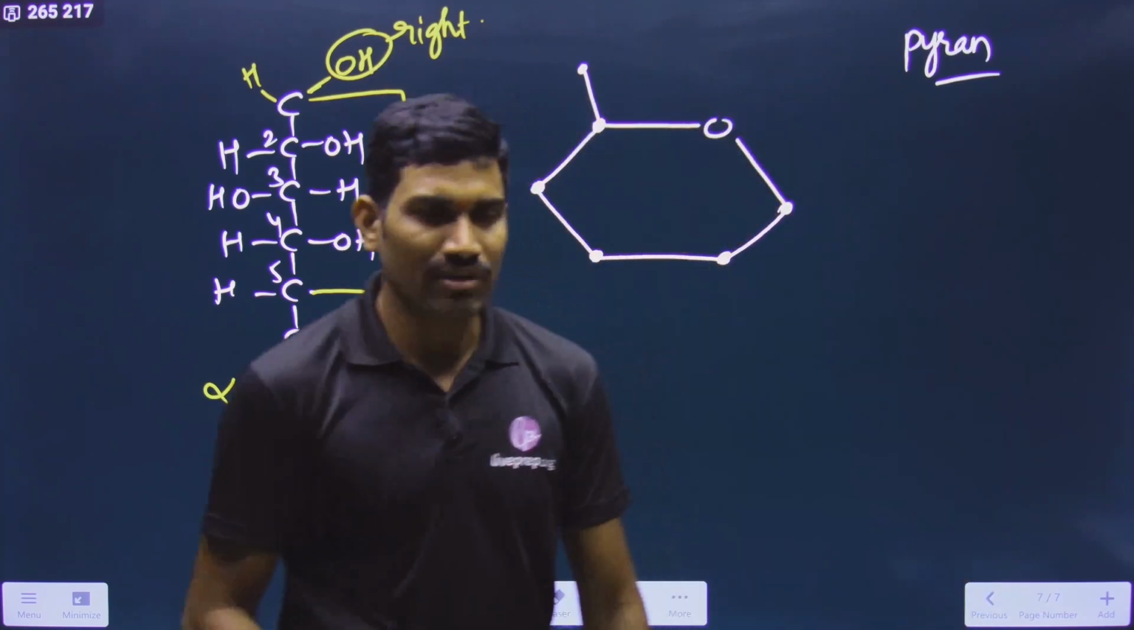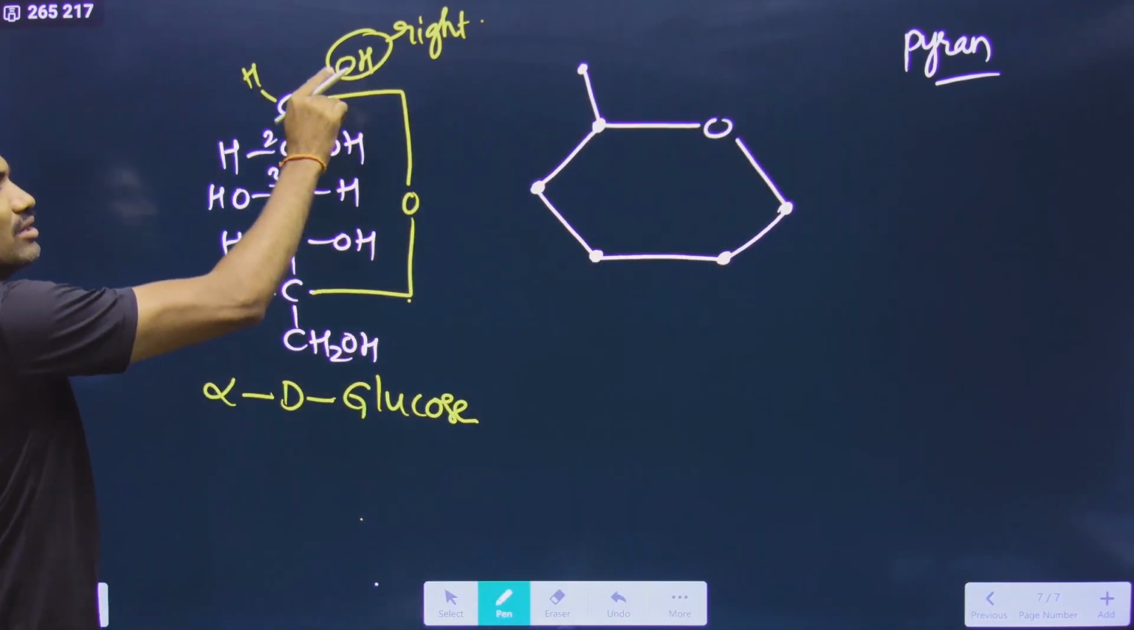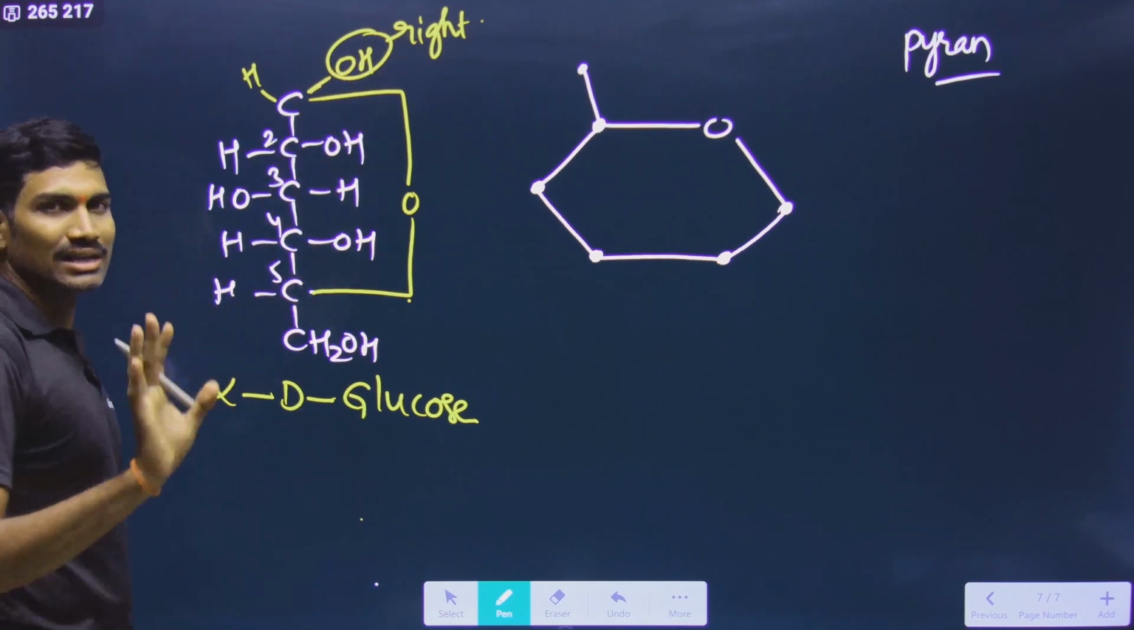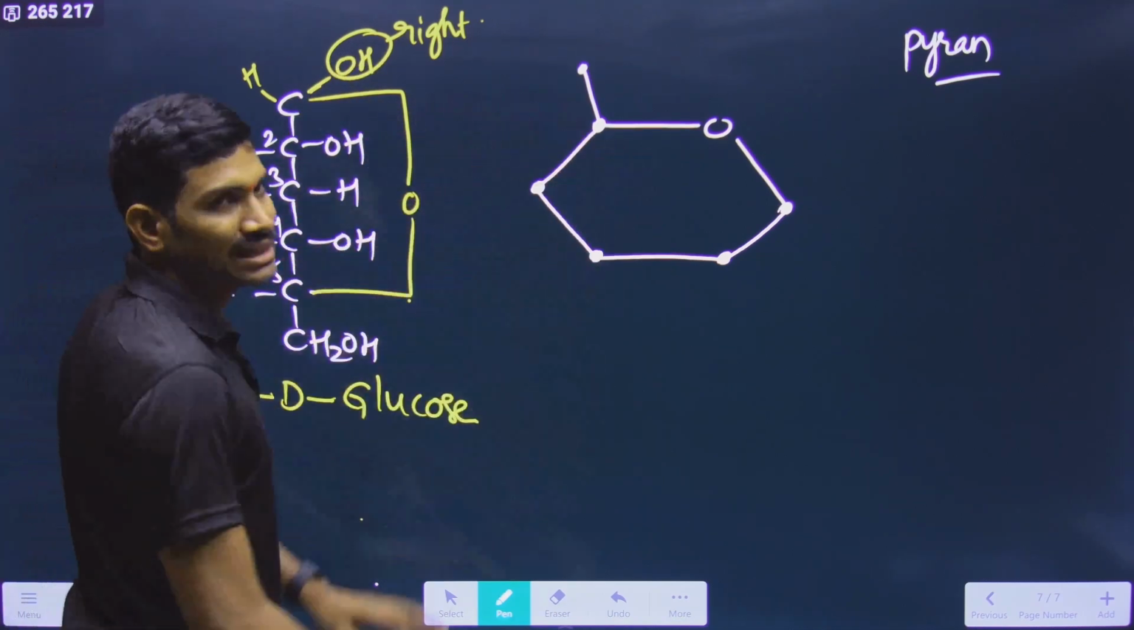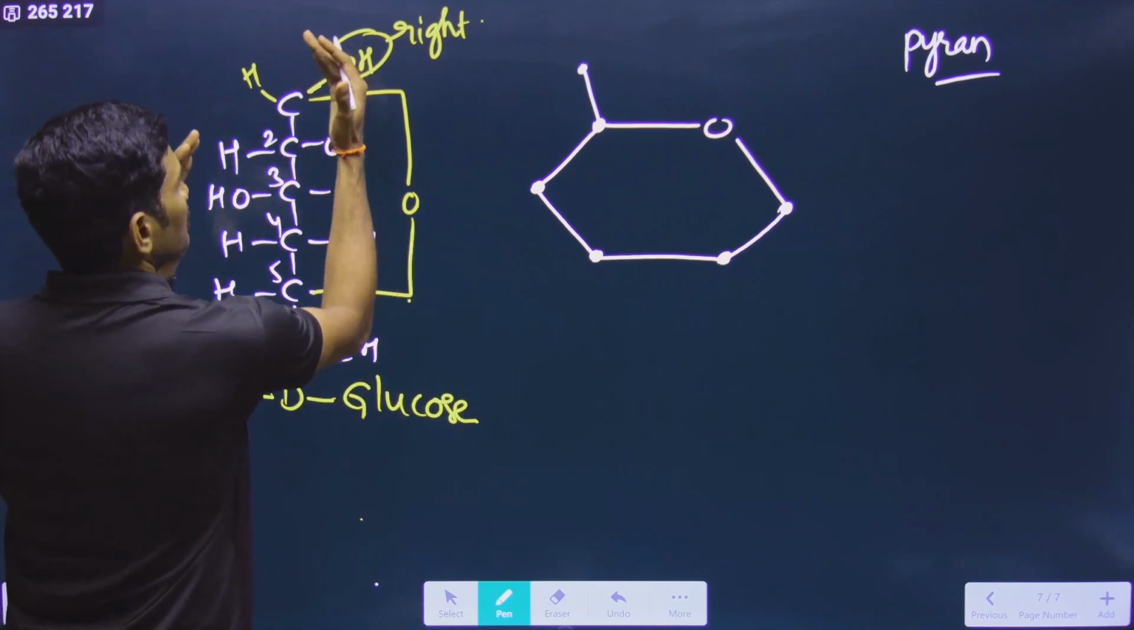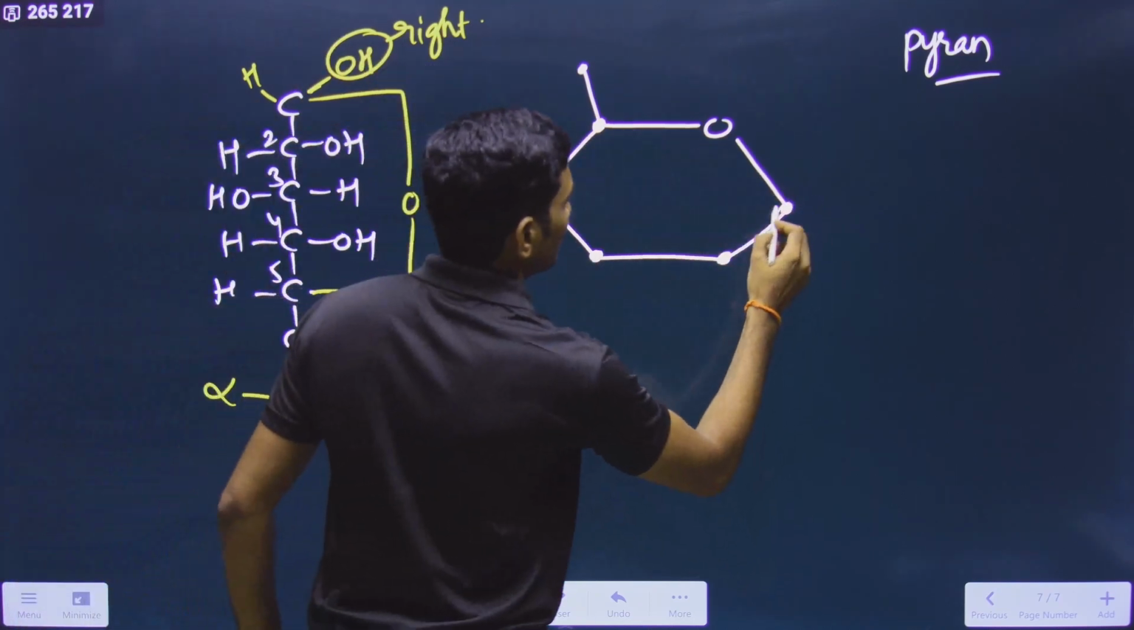Let us keep it as alpha form only. So alpha form means on this carbonyl carbon OH is present on the right side. So alpha form, alpha D glucose. This information let us write here. So how we will write this? Those which are present on the right side, they should be mentioned below the plane.